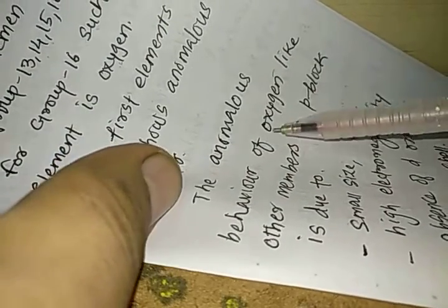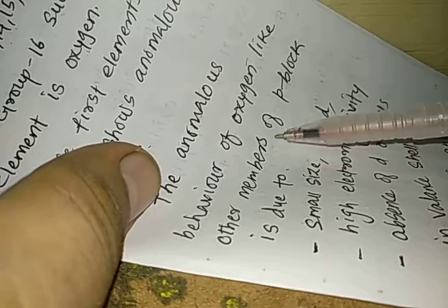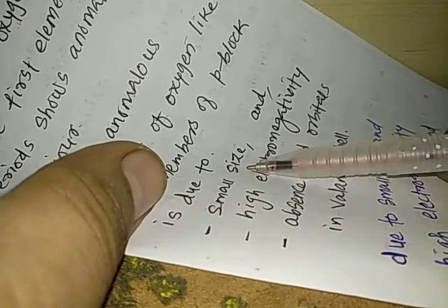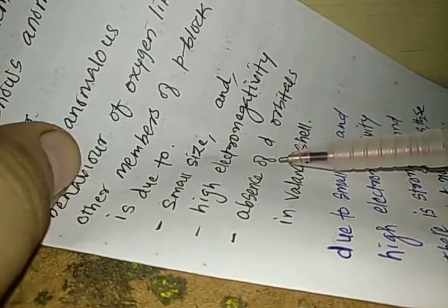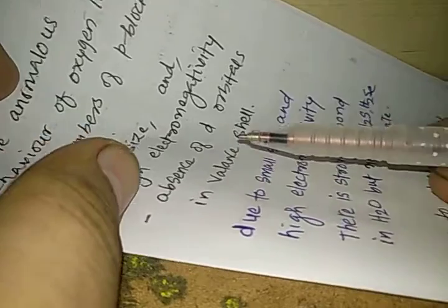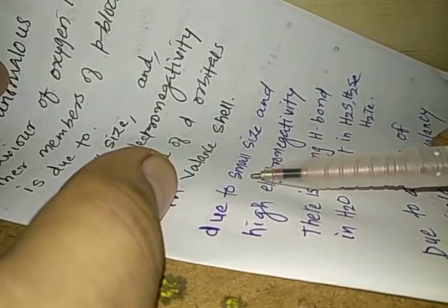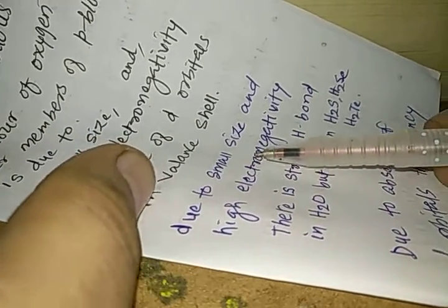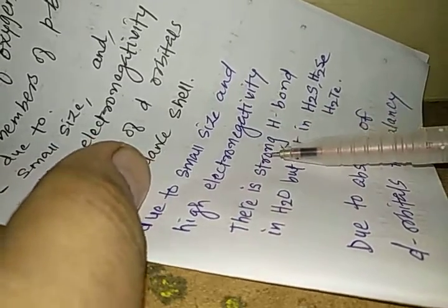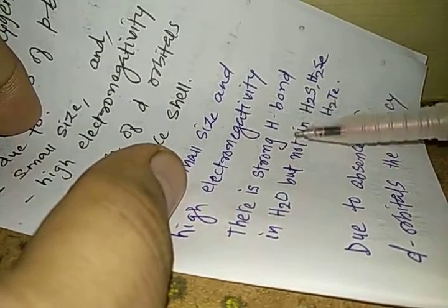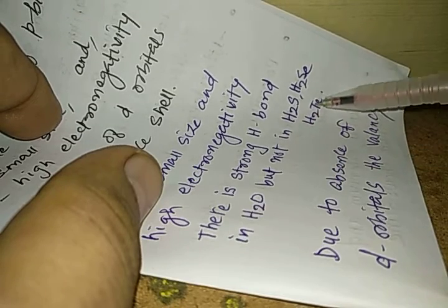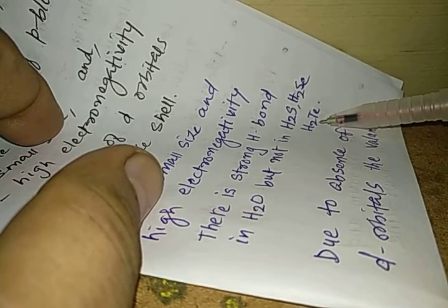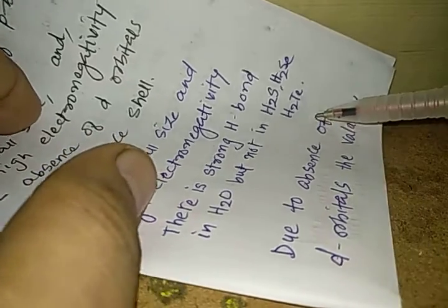The anomalous behavior of oxygen, like other members of the p block, is due to small size, high electronegativity, and absence of d orbitals in the valence shell. Due to small size and high electronegativity, there is strong hydrogen bonding in H2O but not in H2S, H2Se, and H2Te. That is what causes many consequences.